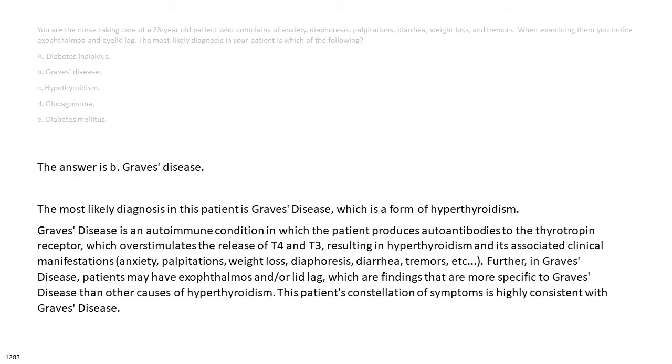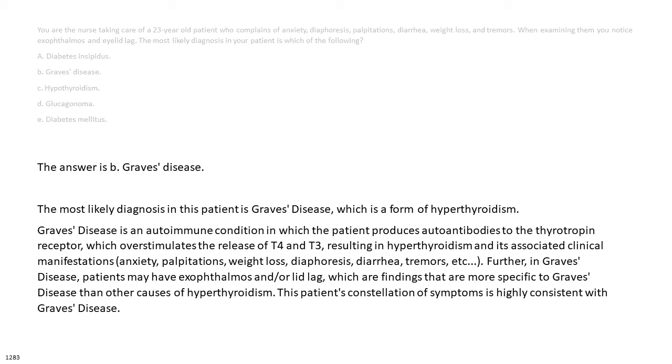The answer is B. Graves' disease. The most likely diagnosis in this patient is Graves' disease, which is a form of hyperthyroidism. Graves' disease is an autoimmune condition in which the patient produces autoantibodies to the thyrotropin receptor, which overstimulates the release of T4 and T3, resulting in hyperthyroidism and its associated clinical manifestations: anxiety, palpitations, weight loss, diaphoresis, diarrhea, tremors, etc.